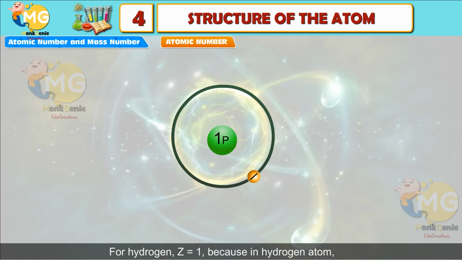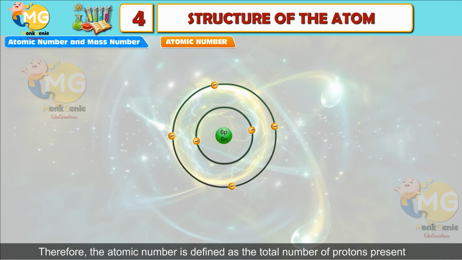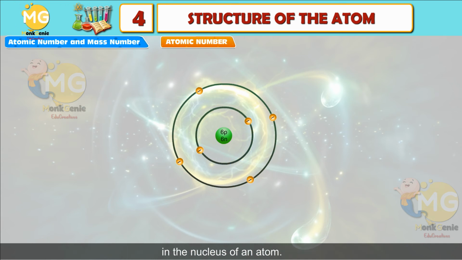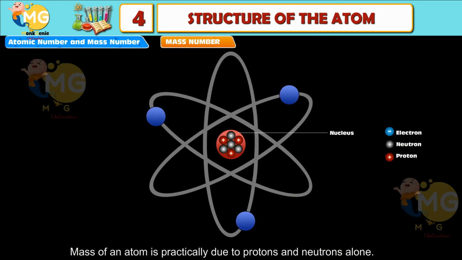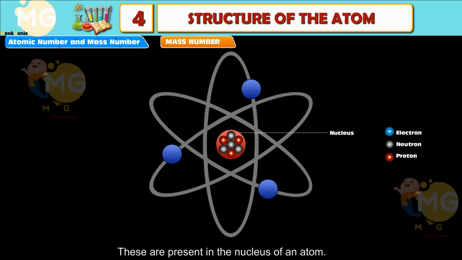For hydrogen, Z equal to 1, because in a hydrogen atom, only one proton is present in the nucleus. Similarly, for carbon, Z equal to 6. Therefore, the atomic number is defined as the total number of protons present in the nucleus of an atom. Mass number. Mass of an atom is practically due to protons and neutrons alone. These are present in the nucleus of an atom.